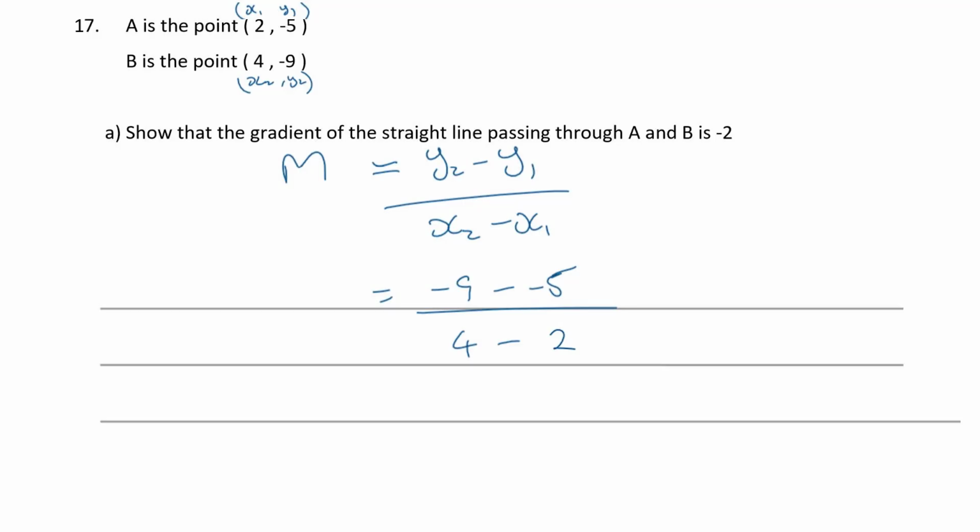So I've got minus 9 take away negative 5. That's the same thing as adding. So negative 9 plus 5 is going to give me negative 4. And 4 subtract 2 is 2. So negative 4 over 2, which is the same thing as negative 2. So I've shown that the gradient of this straight line is minus 2. Job done.